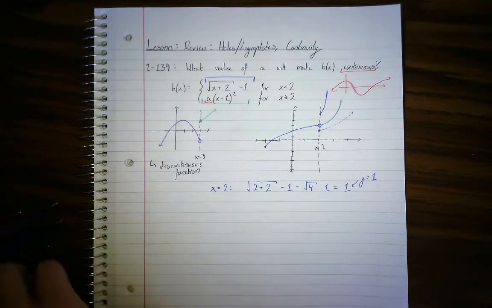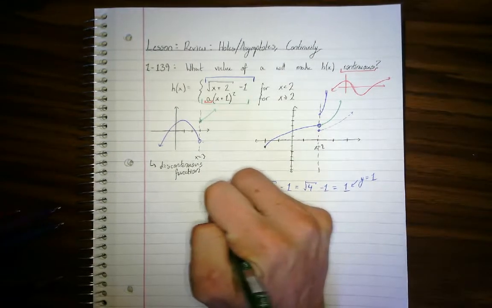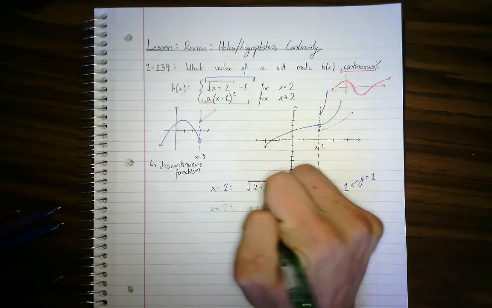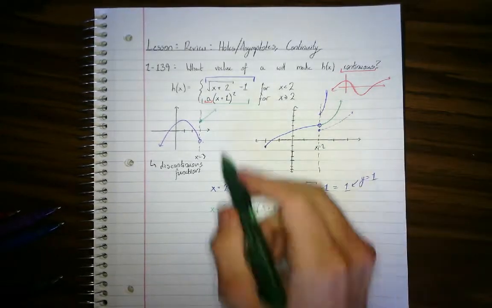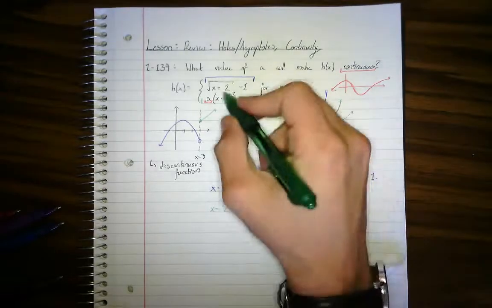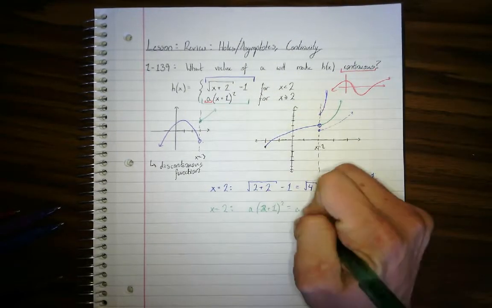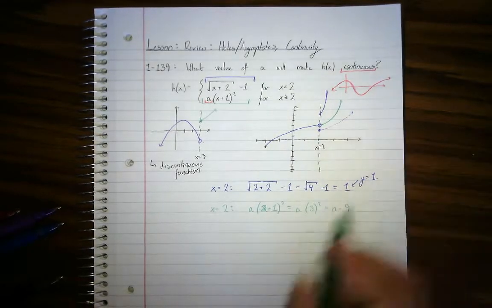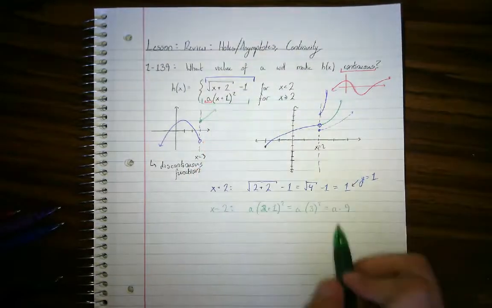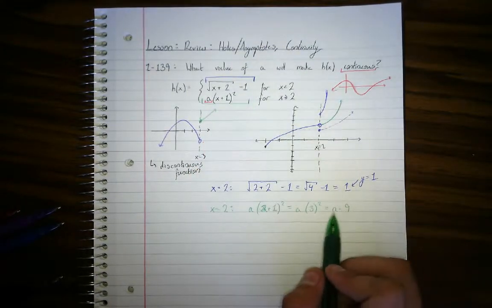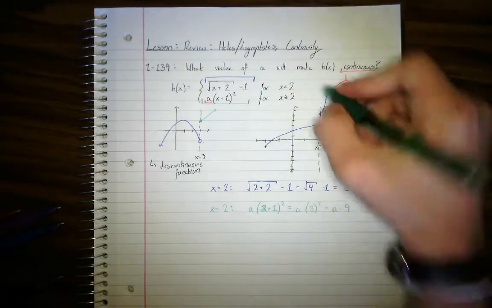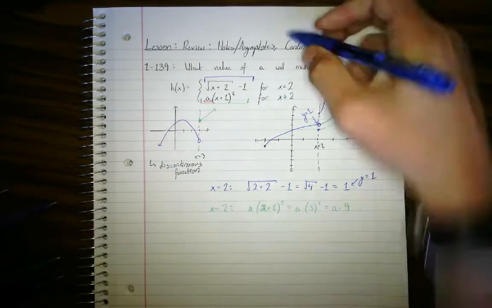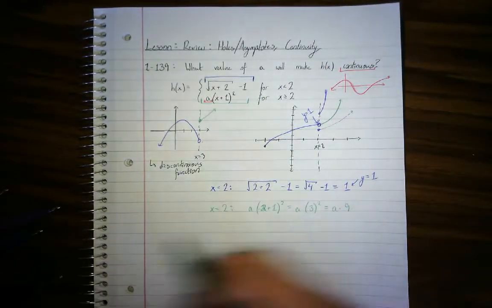So let's do that for the other side now. At x equals 2, we know that this guy will simplify down to a times 2 plus 1 squared. So we're replacing the x with the 2. So we know that this is just going to be a times 3 squared, or a times 9. So at x equals 2, we know the right side comes out to 9a. But we know that the 9a, if it's continuous, should come out to a y value equal to 1 right here for both sides.